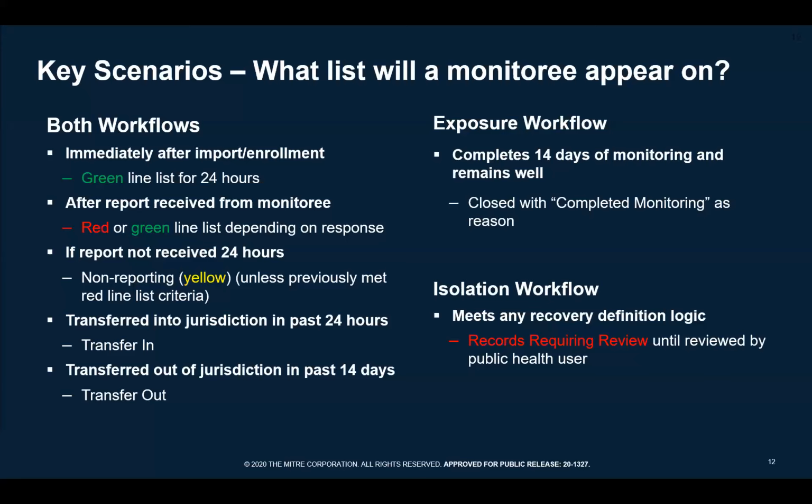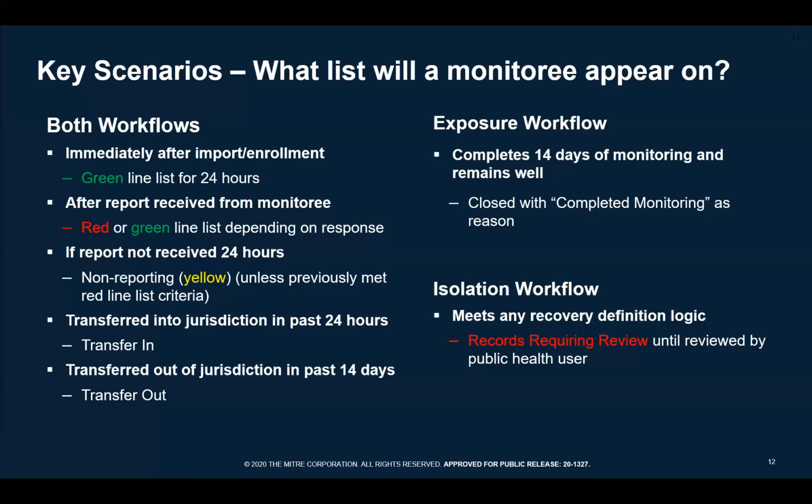So what I mean by that is, right, if someone is on the 14th day of monitoring and their most recent symptom report shows that they did report symptoms, they'll actually stay. They won't get closed out of the system automatically. They'll stay on the symptomatic line list until a user goes in and actually reviews their symptoms and marks their symptom report as reviewed, which would move them back to the asymptomatic line list, and then they would be closed out of the system that way automatically.